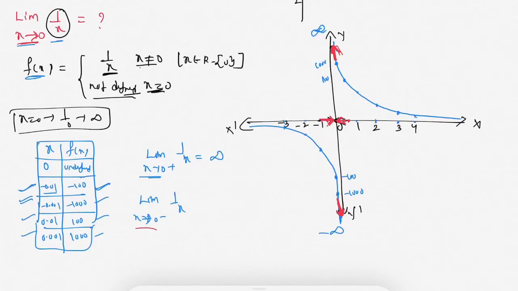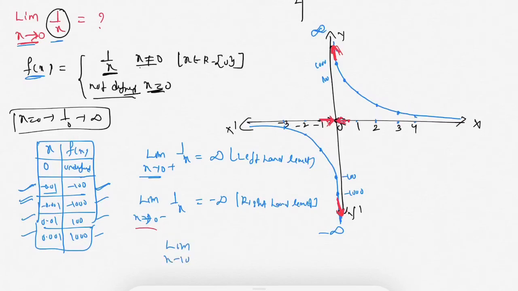So then y is approaching minus infinity. The answer is minus infinity. So the left hand limit and right hand limit are not equal. Then what is the limit? Does it exist or not? It does not exist. So the limit is not defined.